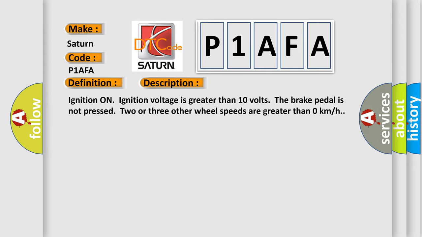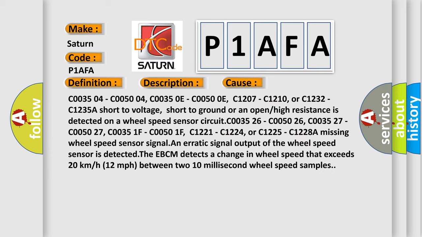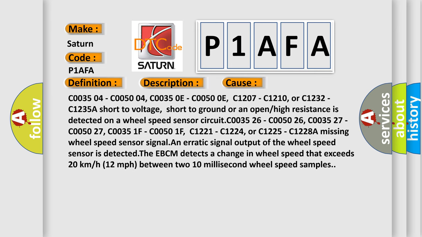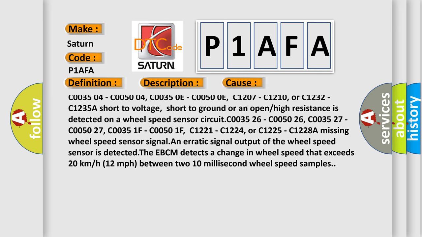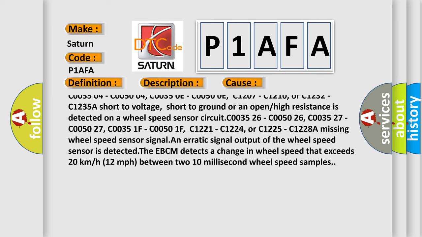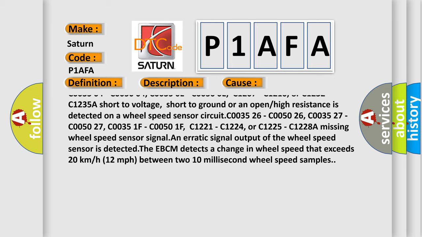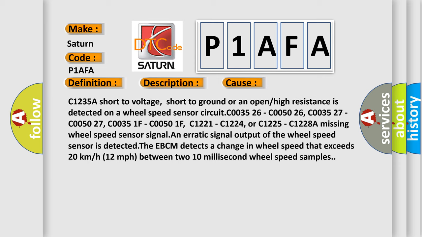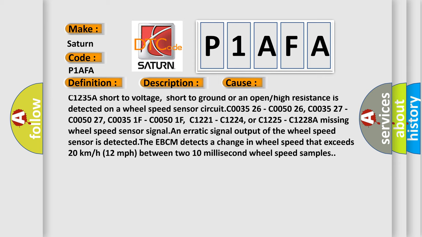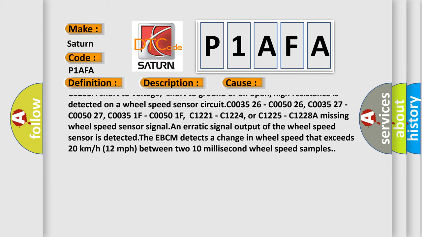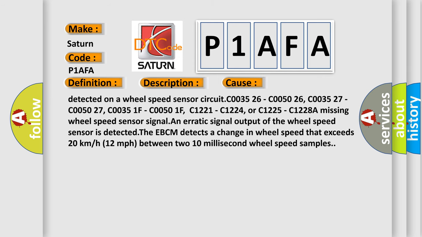This diagnostic error occurs most often in these cases: C003504, C005004, C003500E, C005000E, C1207, C1210, or C1232, C1235A. Short to voltage, short to ground, or an open or high resistance is detected on a wheel speed sensor circuit.